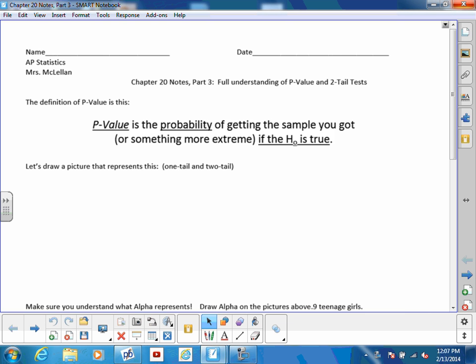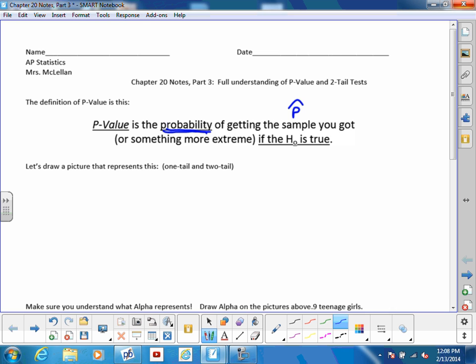And then we're going to practice it in context. Okay, so here it goes. What that p-value you were dealing with yesterday means is this. It is actually the probability. If you look at a curve, it's that shaded area: the probability that you get that particular sample that you got, or something more extreme.